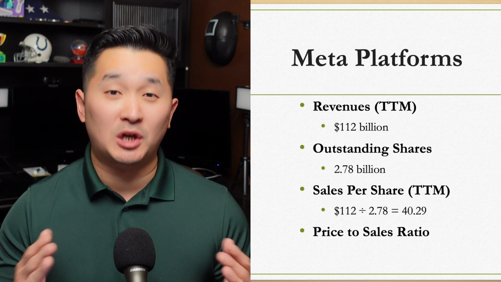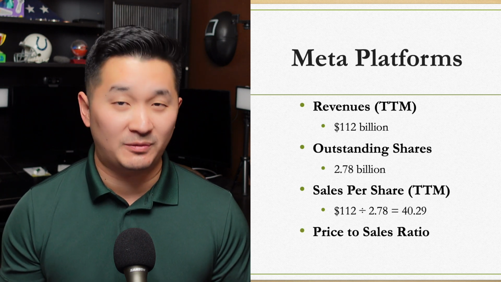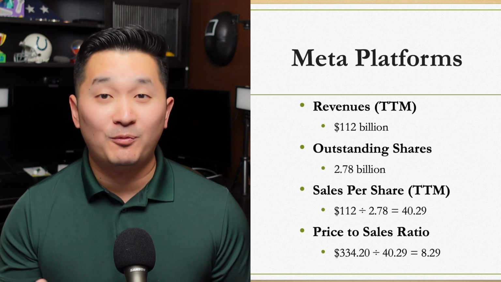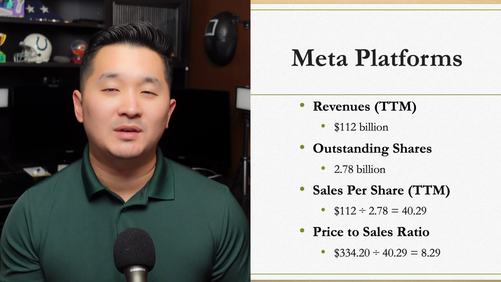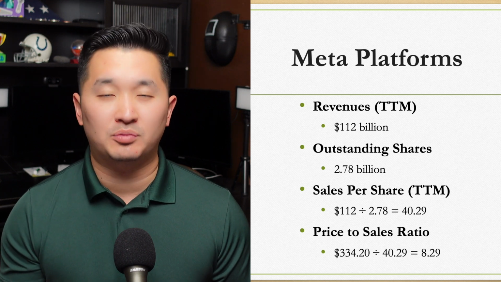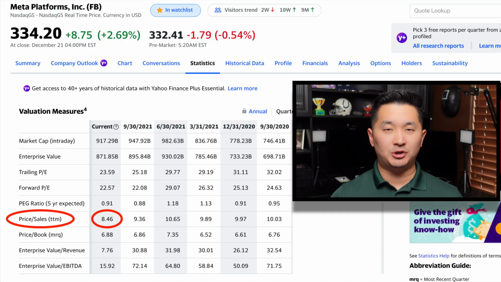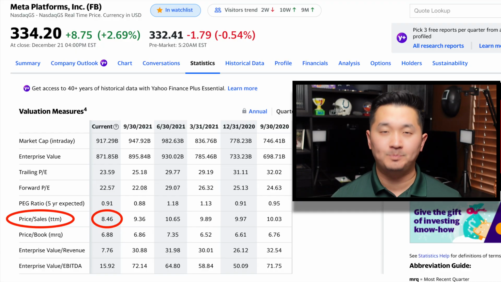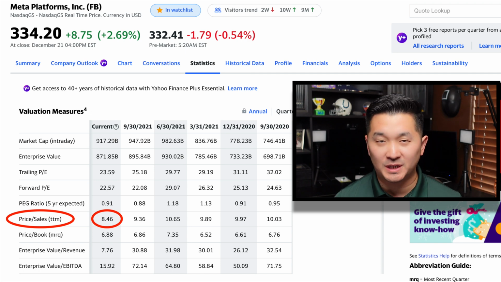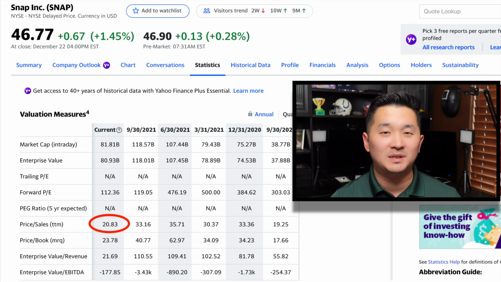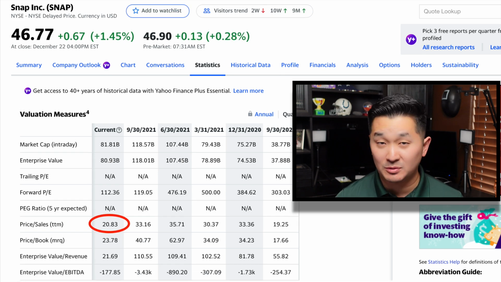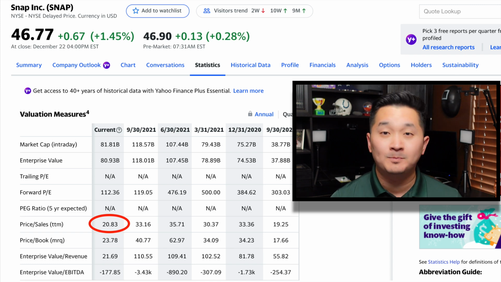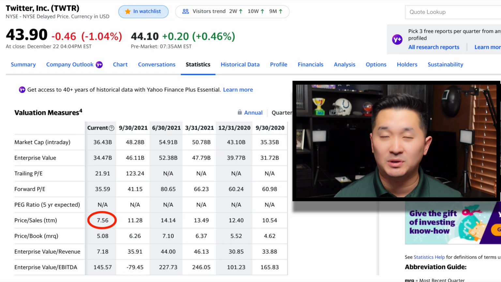Then I'm going to divide the current stock price of $334.20 by 40.29, and that gives you 8.29 for the price to sales ratio. A low ratio could imply the stock is undervalued. It probably doesn't make sense for you to compare Meta's price to sales ratio to a company in a different industry. I can compare Meta's price to sales ratio to other companies like Snapchat, and their price to sales ratio is at 21. And Twitter's price to sales ratio is at 7.